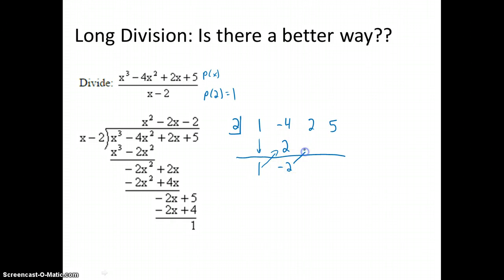Now I'm going to multiply by 2 again. So every time I go up here, I'm going to multiply by 2. So negative 2 times 2 is negative 4. I'm going to add that to 2. That'll give me negative 2 again. Now I'm going to multiply by 2 one more time, negative 4 again, and that gives me 1.